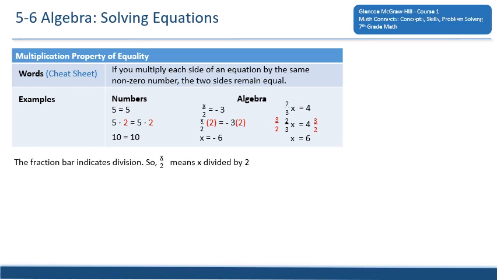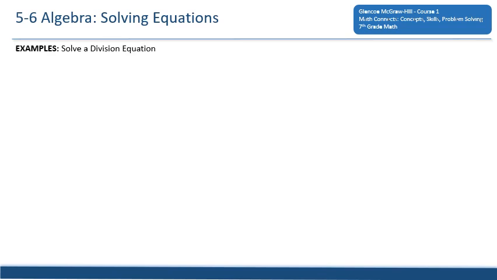The fraction bar indicates division. So x over 2 means x divided by 2. The inverse of division is multiplication, and that's why we would do that there. And we know that we multiply the reciprocal of any number to get the product of 1.